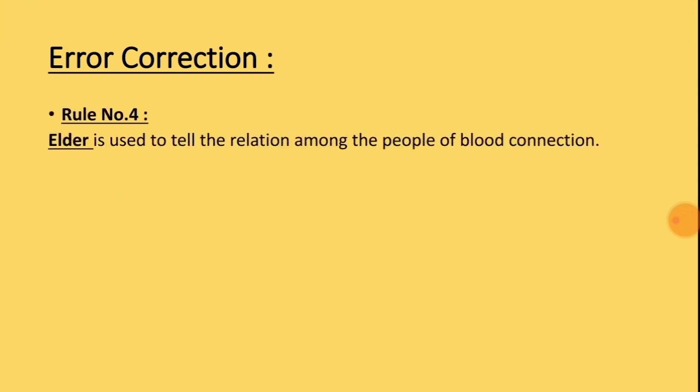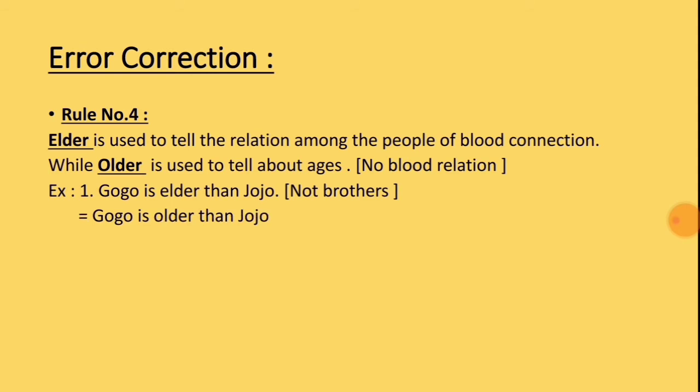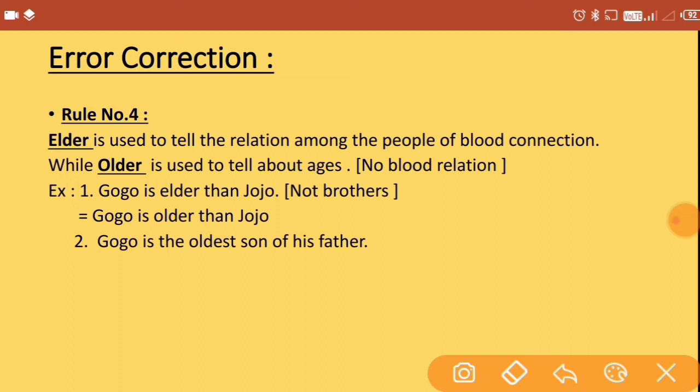Rule number 4. Elder is used to tell the relation among the people of blood connection, while older is used to tell about age. No blood connection. Jojo is elder than Jojo. They are not brothers, so it will be older. Yeah, it will be older.